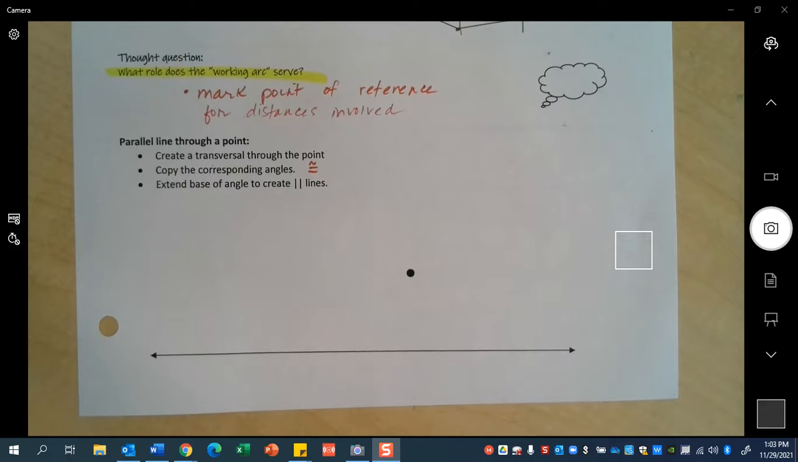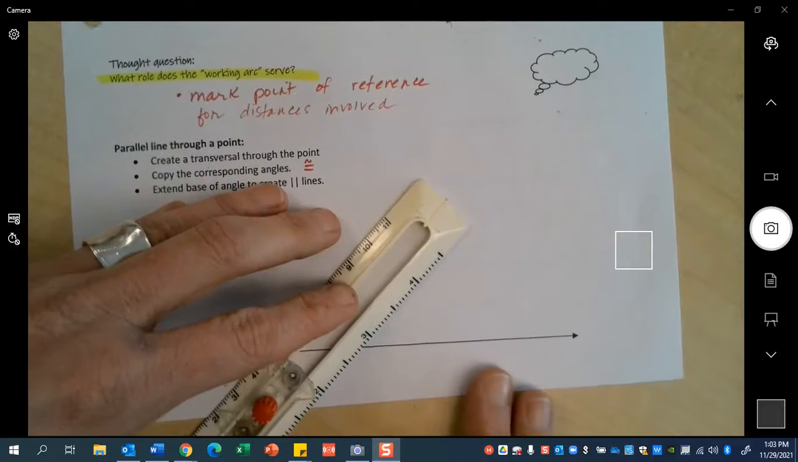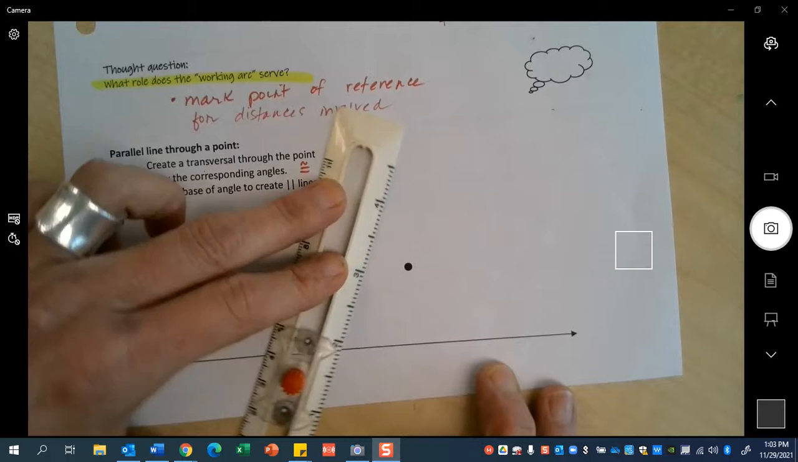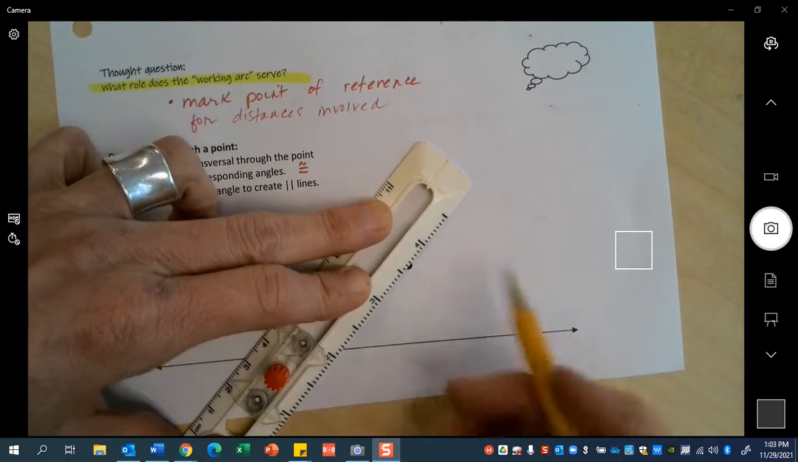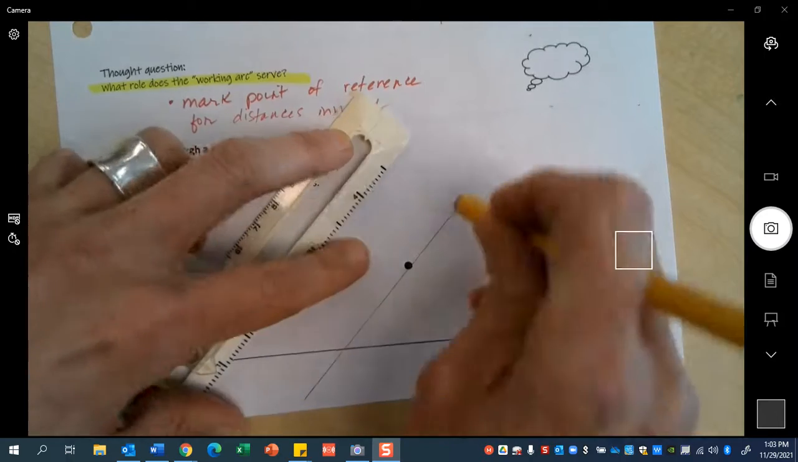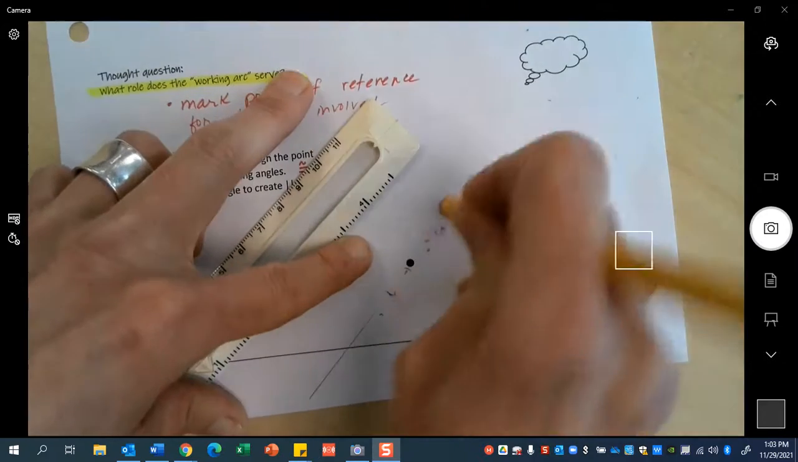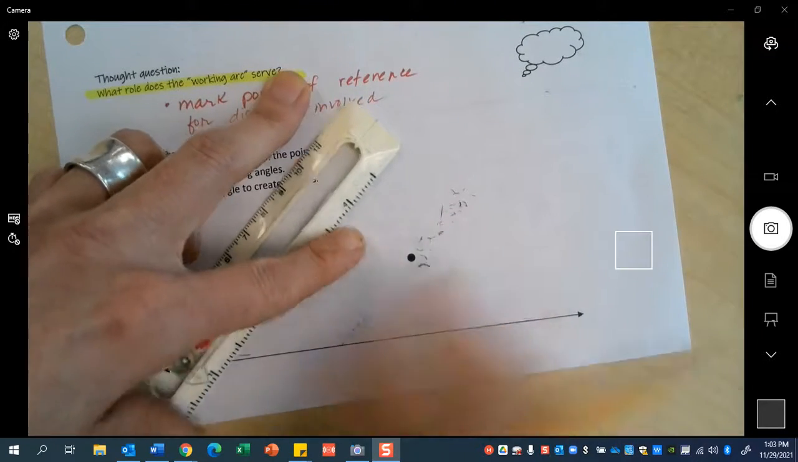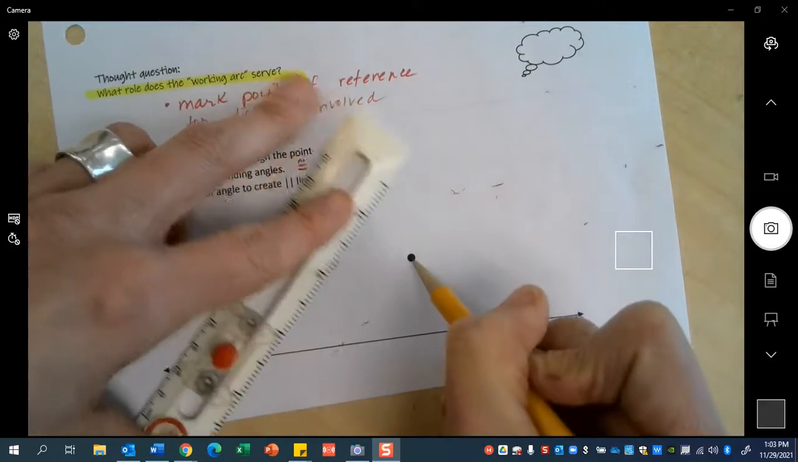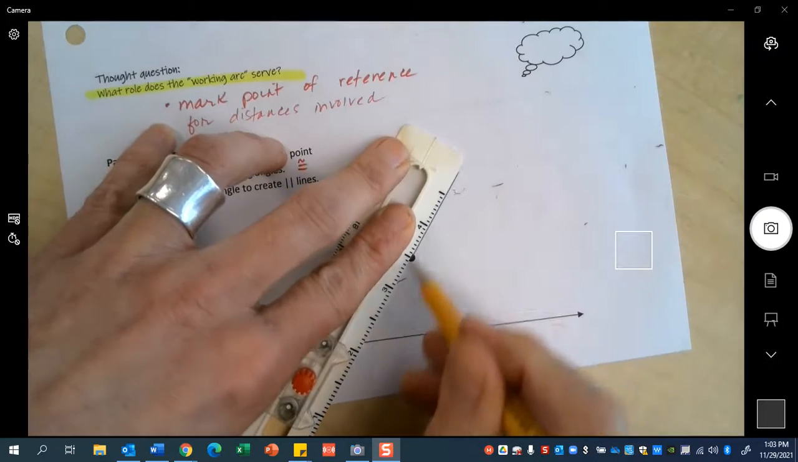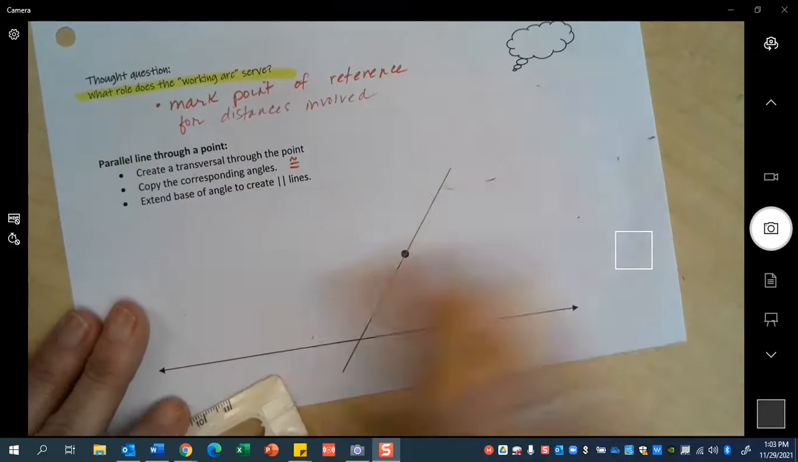So step one is going to be creating a transversal through that point. Now, nobody cares how you make your transversal. You can make it as steep or as slanted as you want. It doesn't matter as long as you draw a transversal. I'm going to try to make it closer to being through the actual center of my point. Let me do that again. Put your pencil in the center and then create that transversal that goes through the center of your point.